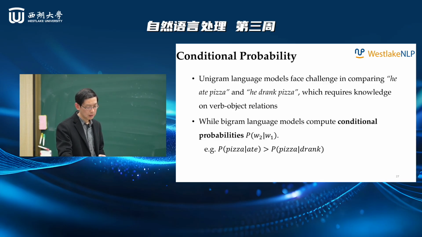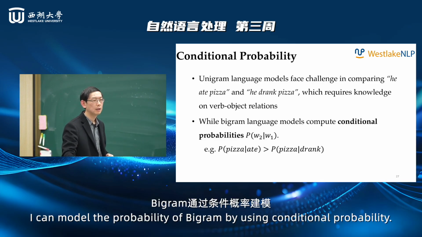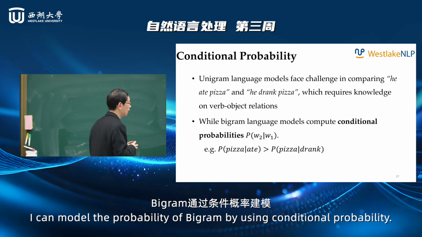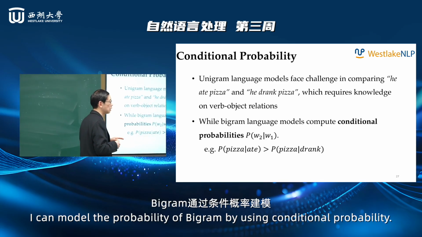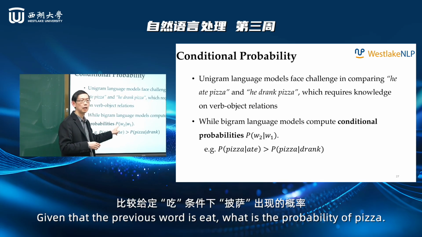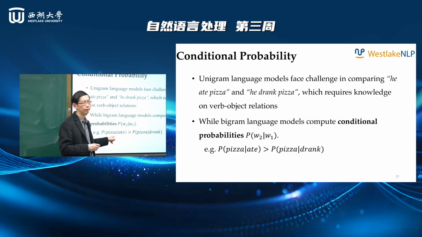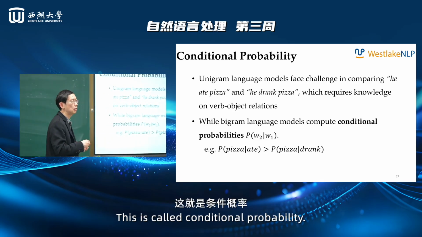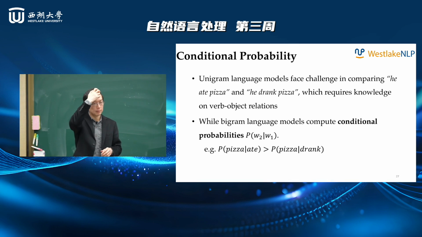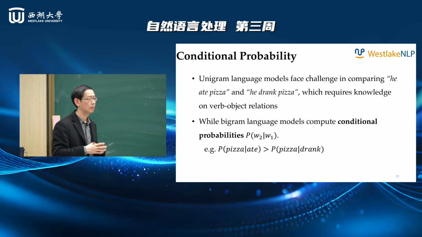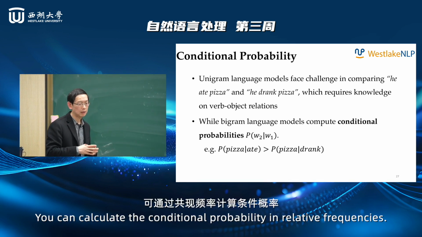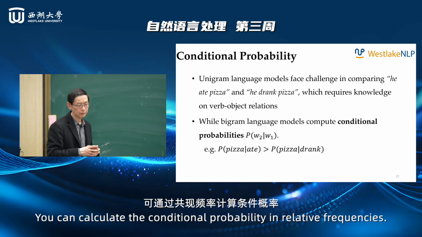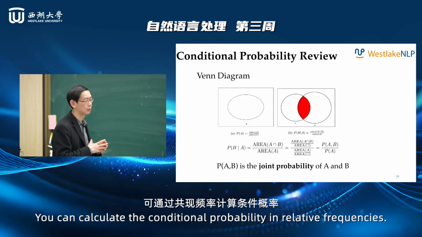So I can model the probability of a bigram by using conditional probability. Given that the previous word is eat, what is the probability of pizza? Given that the previous word is drink, what is the probability of pizza? So this is called a conditional probability, okay? You can calculate the conditional probability in relative frequencies.